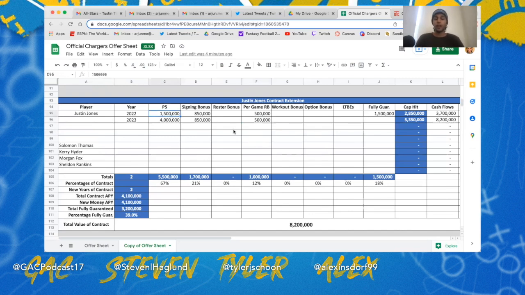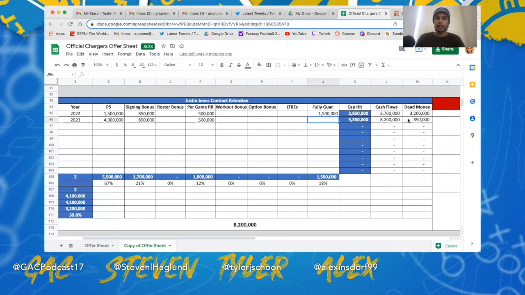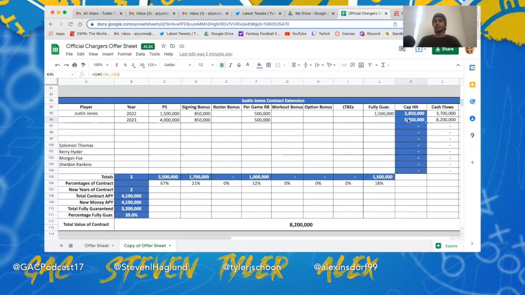So because he has the 1.5 mil base salary in year 1, I decided to fully guarantee that. Solomon Thomas, Hyder, Fox, and Rankins, I believe, all got that in their deals. So again, basing it off what the market is and seeing how the Chargers throw in their own aspect in their contract. So fully guaranteeing year 1, not guaranteeing year 2. So again, we have that out if Justin Jones doesn't produce or he gets hurt again in 2022, which essentially makes this a 1-year, 2.85 mil deal with, they can cut him in year 2 at an 8,850 thousand dead cap hit. And I think that would be a great deal for the Chargers if they brought him back.